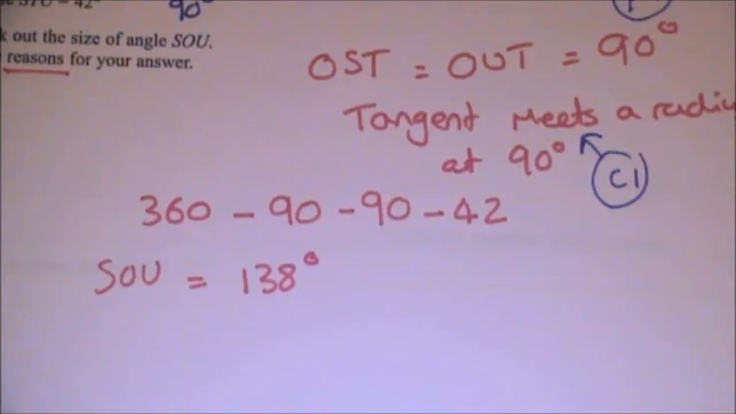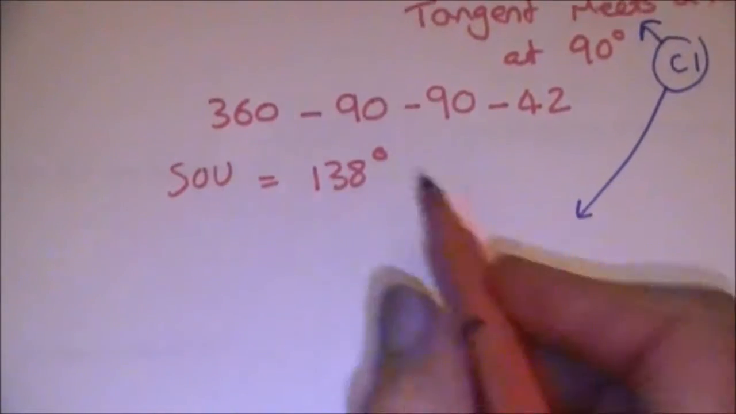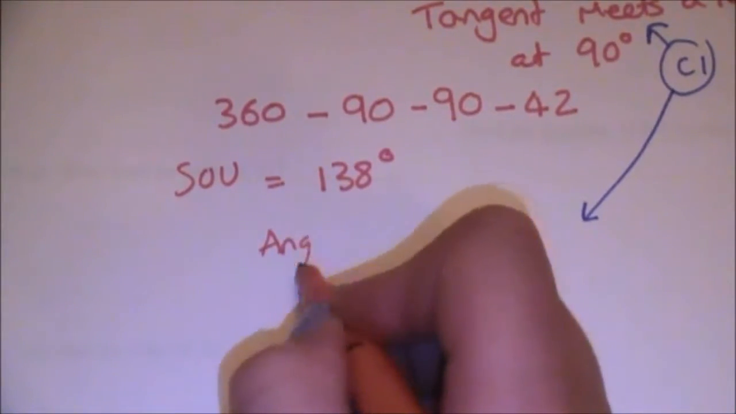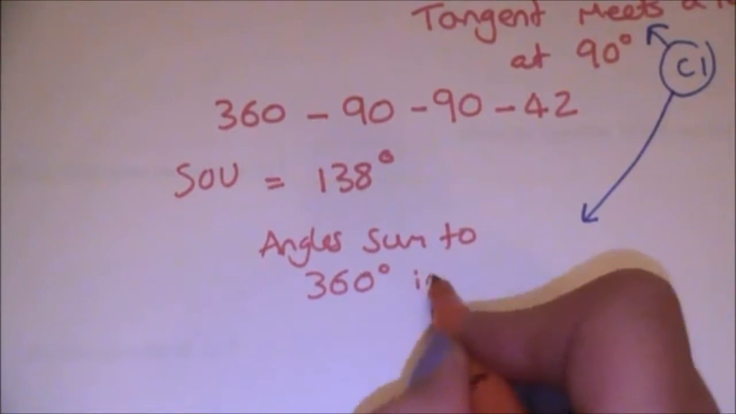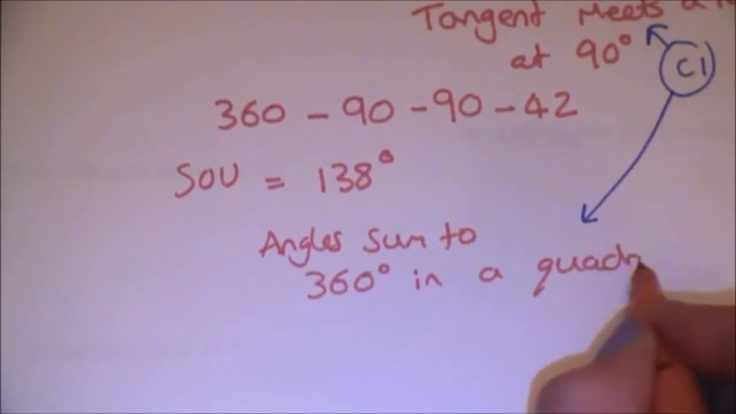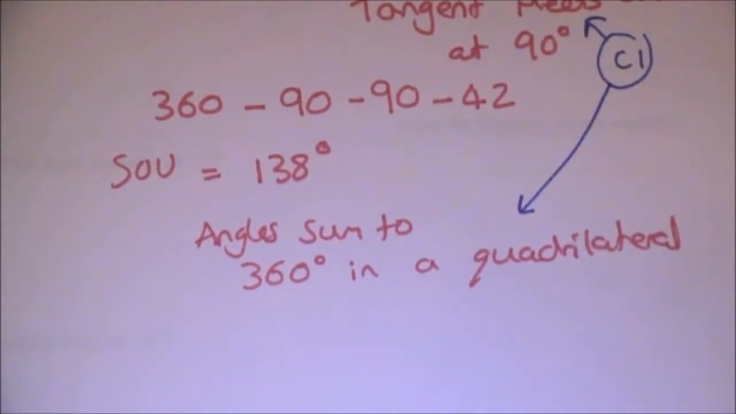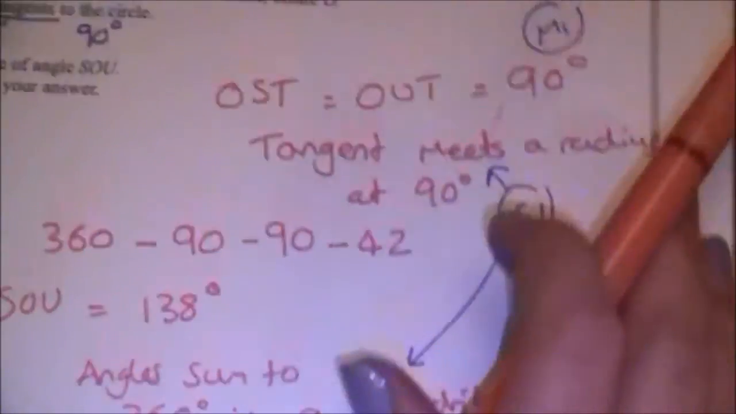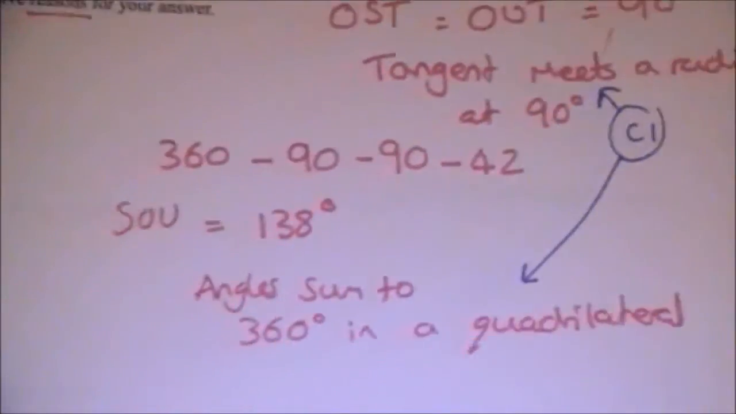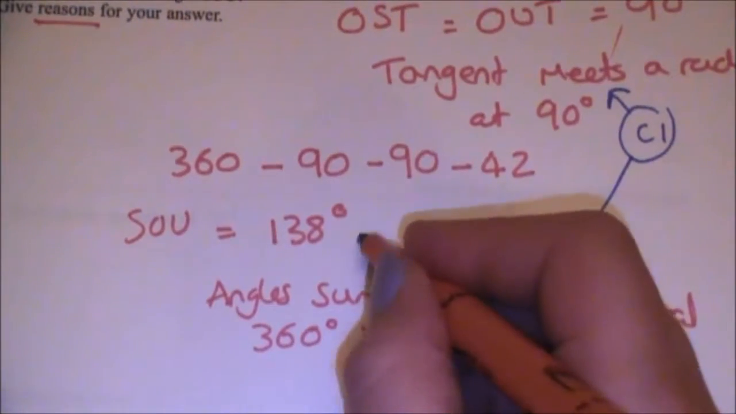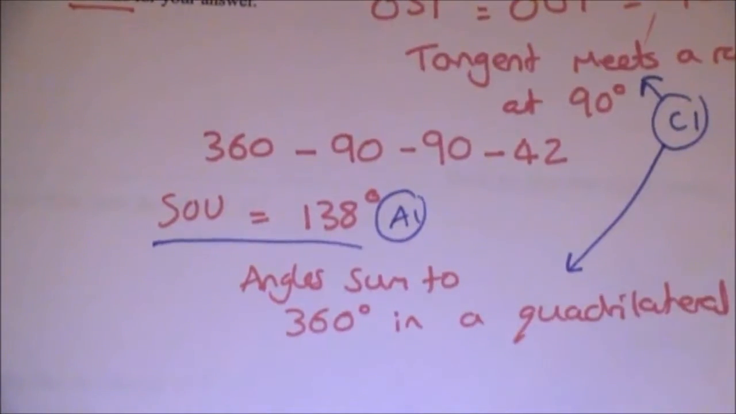In order to pick up the second communication mark here, I need to provide a reason for how I got there. And that is that angles sum to 360 degrees in a quadrilateral. So angles sum to 360 degrees in a quadrilateral. So there's one mark for getting the 90 degrees. I get a communication mark for both my reasons, and I get the final answer mark for stating clearly that my angle SOU is 138.